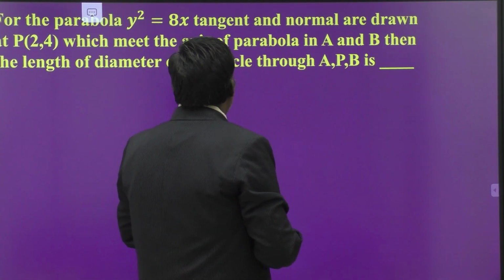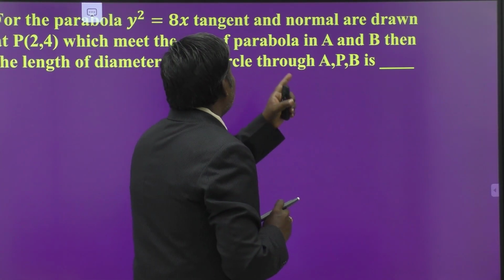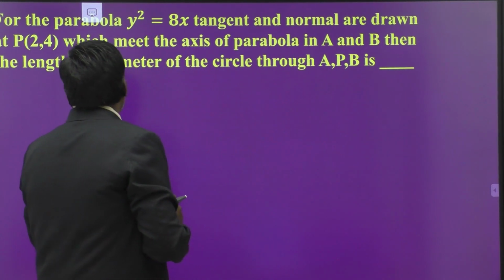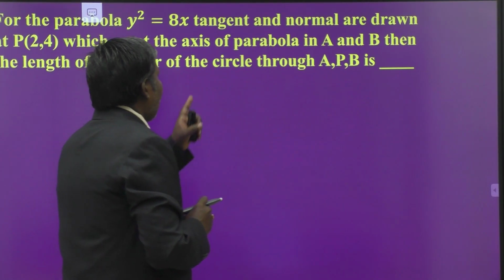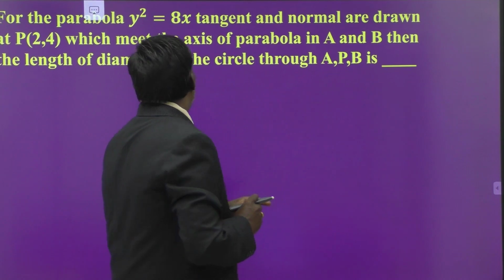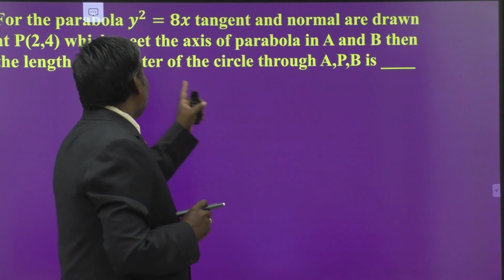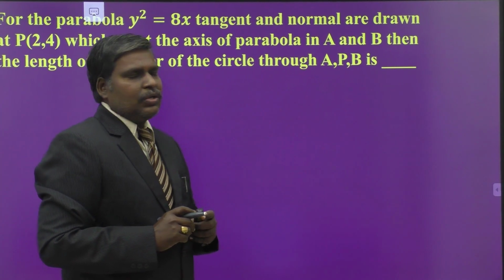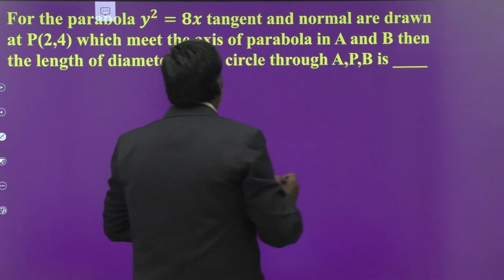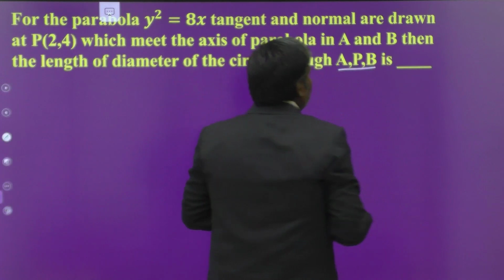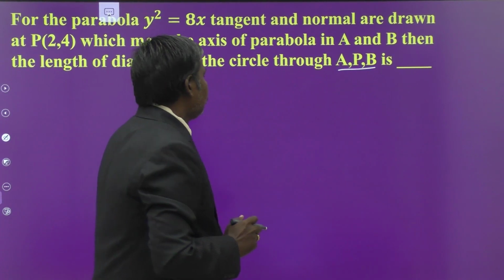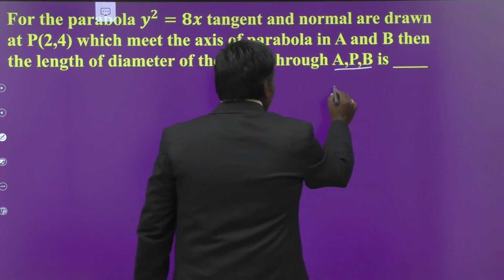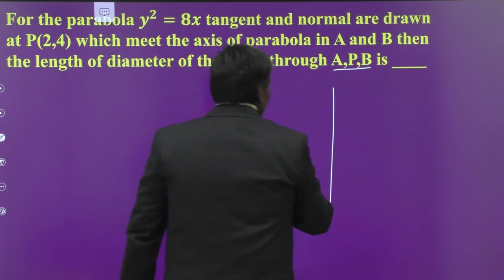And this is the question. For the parabola y square is equal to 8x, tangent and normal are drawn at P (2, 4), which meet the axis of the parabola in A and B. Then the length of the diameter of the circle through A, P, B is what? We have to find the length of the diameter of the circle through A, P, B. That is the question. See here, y square is equal to 8x is the parabola.